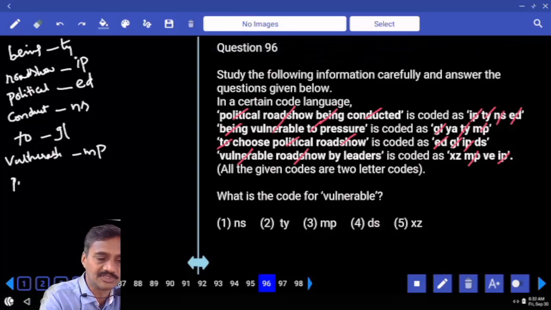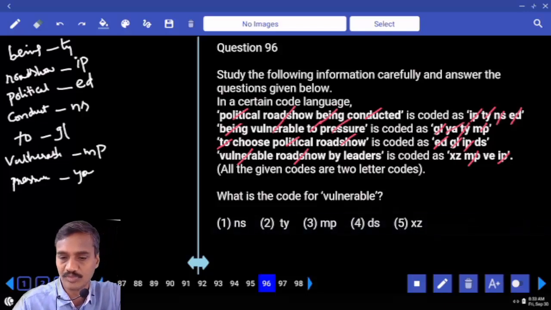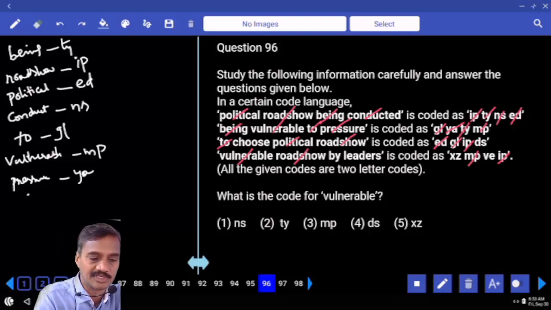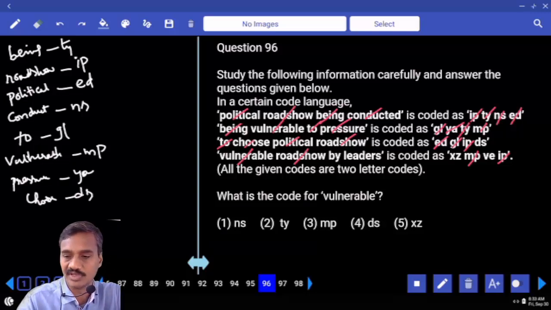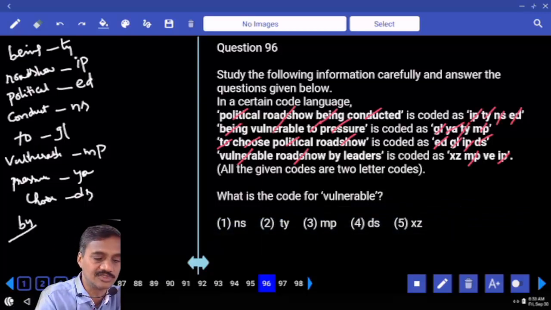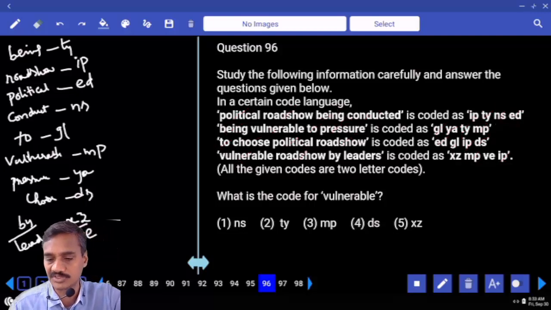And pressure is the word that is left over, and the code given to the word pressure is YA. Clear? Pressure is YA. And next one, choose, and choose is the word that is left over in the third statement, and the code that is left over is DS. Choose is DS. And now what are we left with? By and leaders. Now by and leaders, these two words were not repeated anywhere else, and the codes for these two will be XZ or VE in any order. And these are the words and their corresponding codes.